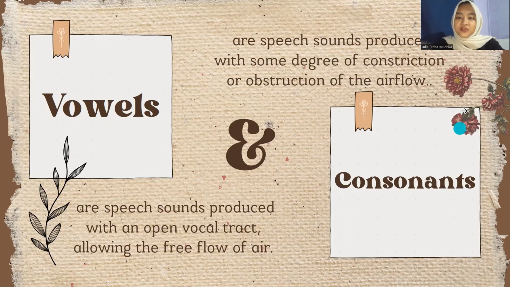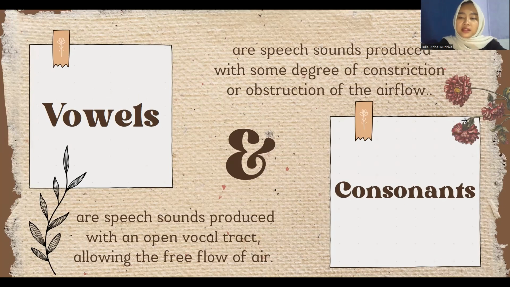Consonants are speech sounds produced with some degree of constriction or obstruction of the airflow. Unlike vowels, consonants often work in conjunction with vowels to form the more detailed articulation of speech. Consonants can be classified based on various articulatory features such as place of articulation, manner of articulation, and voicing. Examples of consonants are all of the alphabet except the five vowels, such as B, C, D, F, G, and the others.